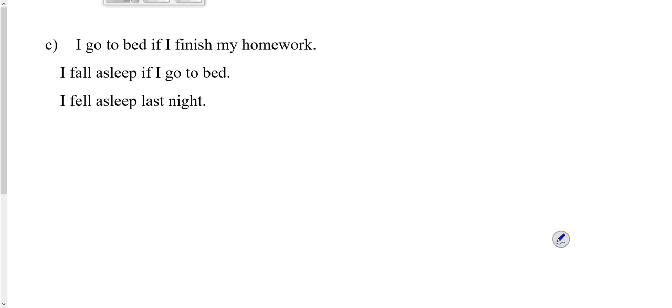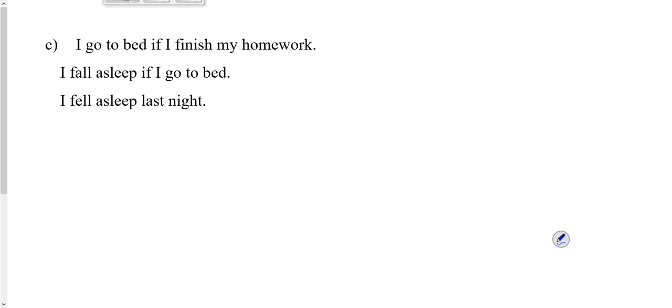Okay, hopefully you've had a chance to think about it. We actually cannot conclude anything. So let's look at what we know. It says, I go to bed if I finish my homework. Okay, so we know for this person to go to bed, they have to finish their homework. Then it says, I fall asleep if I go to bed. So anytime they go to bed, they fall asleep.